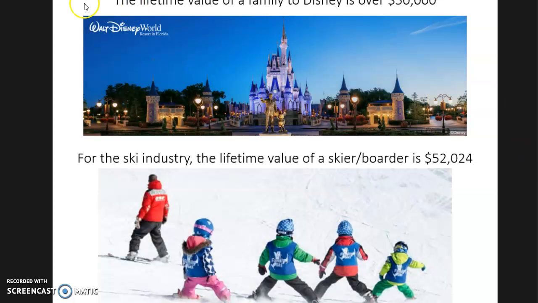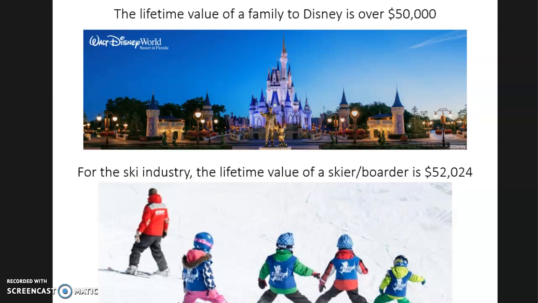A good example is the lifetime value of a family to Disney. It's over $50,000 to Disney. So when you visit Disney World the first time, you want to visit it again, or you want to visit other parks. So the lifetime value of that client and keeping the customer happy is much higher than the single experience. For the ski industry, I was surprised at how high it is. The lifetime value of a skier or boarder is $52,000. So it's very important for them to keep that customer satisfaction up.